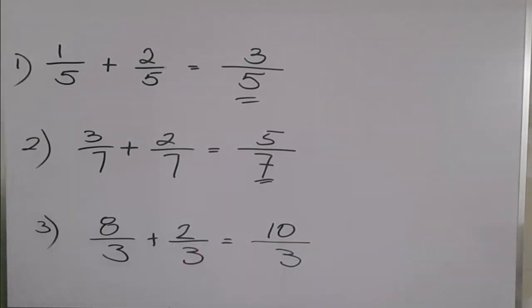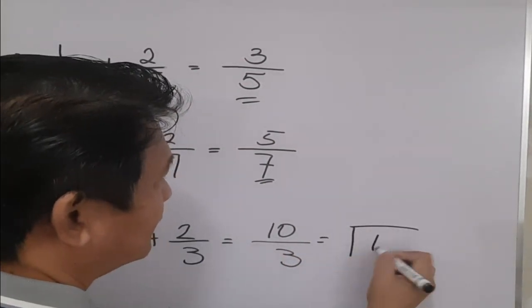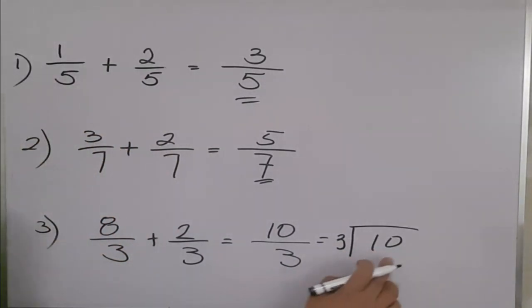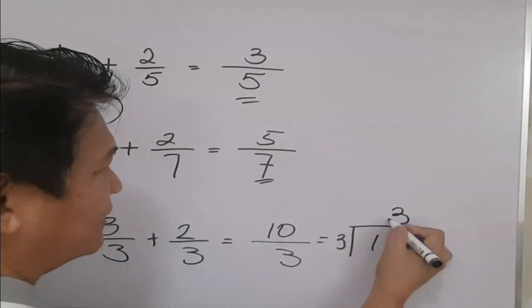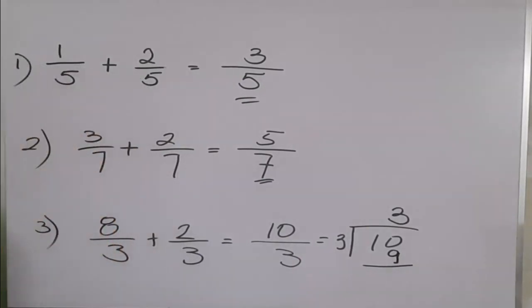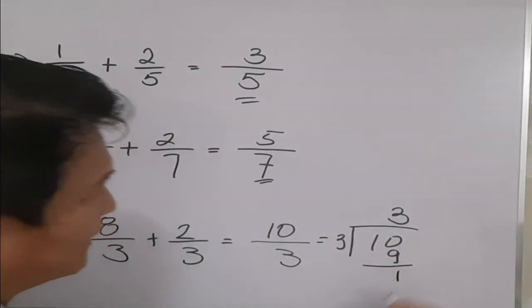So, i-apply natin ngayon ang ating conversion ng ating fraction into its simplest form. Apply natin 10 divided by 3. So, 10 divided by 3 is 3. 3 times 3 is 9. And then, we get the difference. 10 minus 9 is 1.